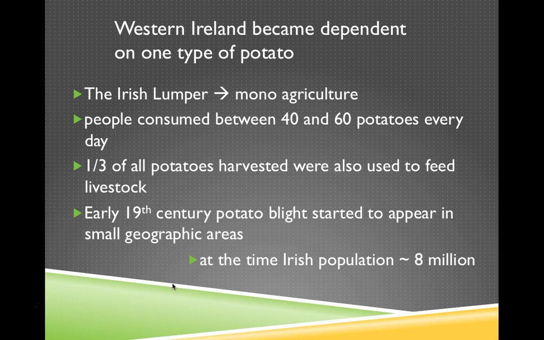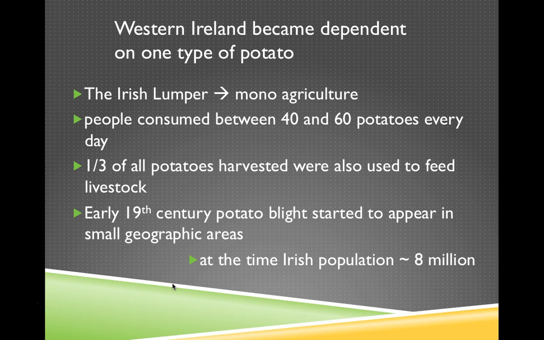About one third of the potatoes that were harvested at that time in the early 19th century were used to feed the livestock. So not only were the humans dependent upon the potato as their source of food, so were their animals. If you couldn't feed the animals, then they could not provide eggs and milk, perhaps, or cheeses that might be used to supplement the sources of food from the potatoes.